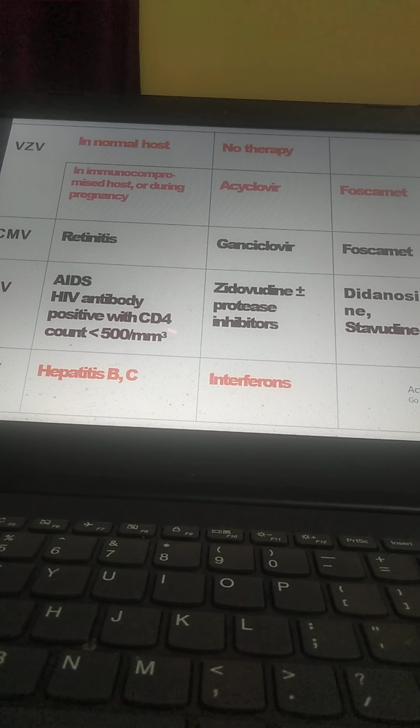And VZV: in a normal host, no therapy. In immunocompromised patients and during pregnancy, acyclovir, and foscarnet is the alternative. CMV retinitis: ganciclovir is the drug of choice, and foscarnet is the alternative. HIV, AIDS, HIV antibody positive with CD4 count less than 500 per cubic millimeter: zidovudine with or without protease inhibitors, and didanosine and stavudine are there. For hepatitis B and hepatitis C, interferons are the drug of choice.